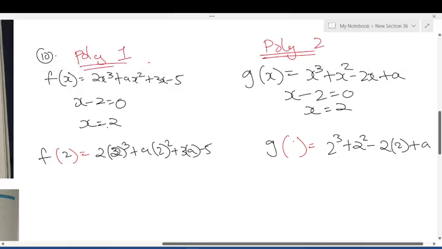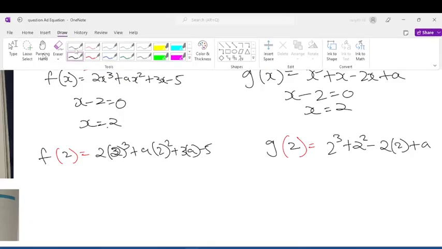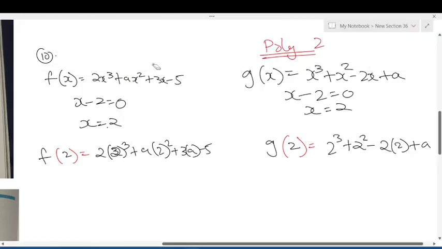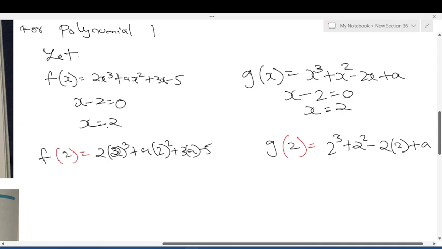We'll assign a different function name, right? Polynomial 1, let f of x. For polynomial 2, let g of x.